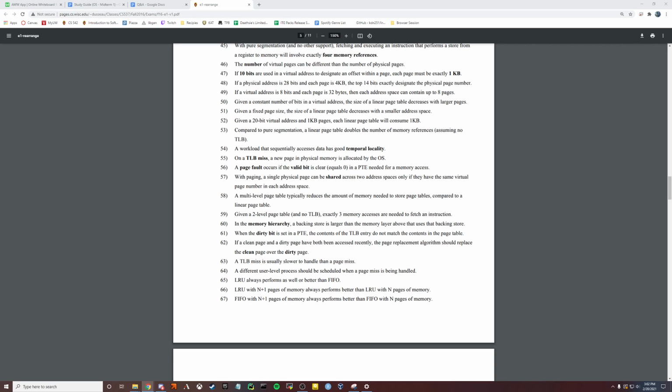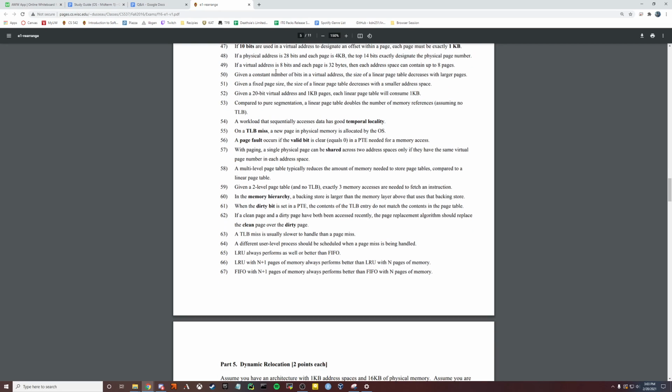So yeah, it should be false and it should be 16. Or wait, no. Was it 12? I forgot the numbers we threw out there. Yeah, 4K is 12, so 28 minus 12, it should be 16. So 48 is false. 49: a virtual address is 8 bits, and each page is 32 bytes.